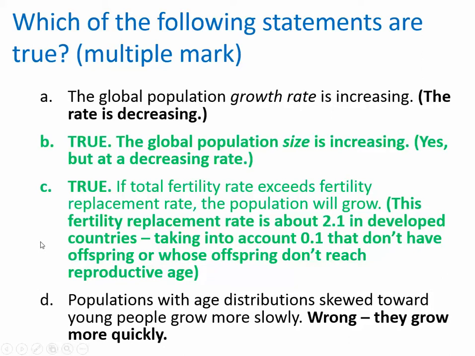B, the global population size is increasing, and that's true, but at a decreasing rate. And C is also true. And A is not true, the rate is decreasing, and D is not true, because these populations will actually grow more quickly when you have more young people.